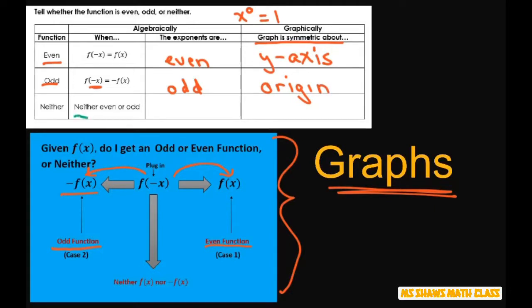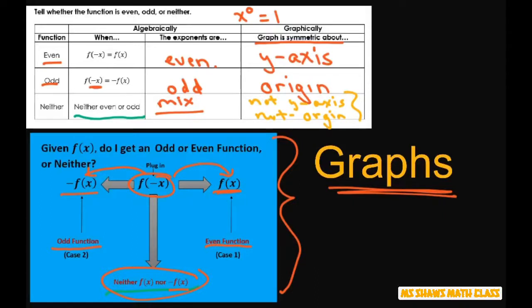Right? And if it's neither even nor odd, when you plug in negative x, you'll get neither your original function nor the negation of your original function. So the exponents can be a mix, or it could be even with a constant. It could be a lot of things, so we'll look at that. And the graph is symmetric, and you'll just say not y-axis, not origin. Sometimes they give us these little tables, and it can't fill everything in.